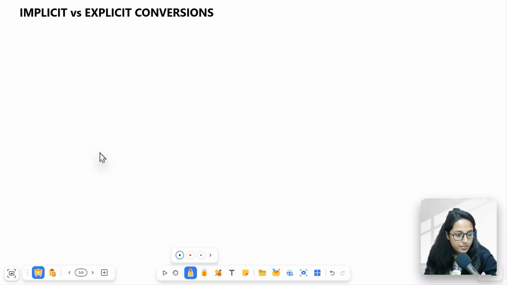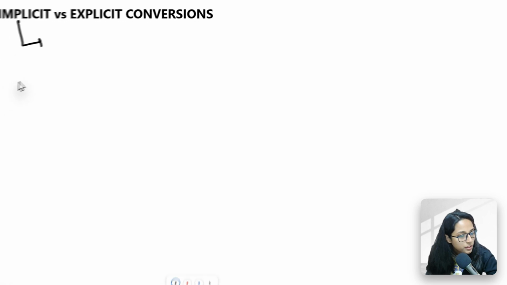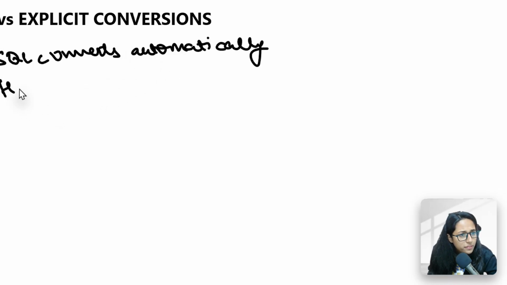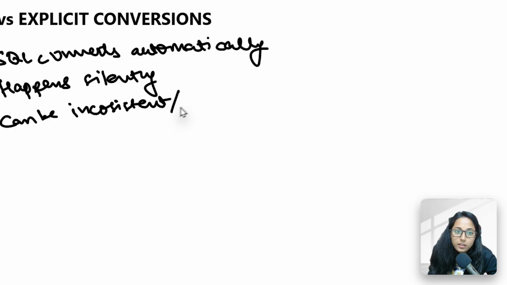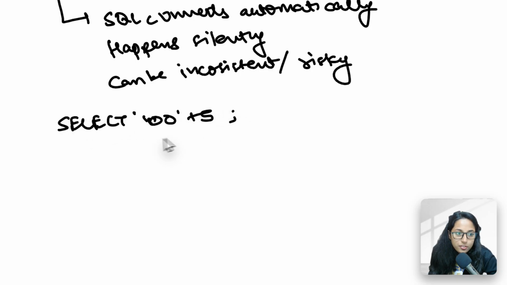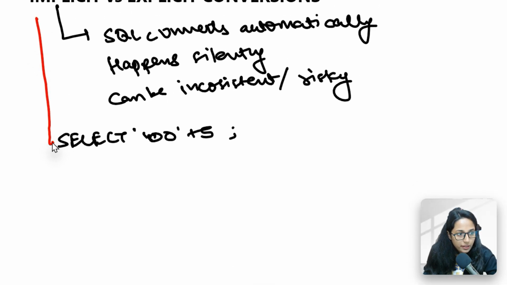Now let's try to understand implicit versus explicit conversions. So first let's talk about implicit conversions. For this conversion type, SQL converts automatically, and it happens silently, like we won't be able to know. Additionally, it can be inconsistent, or I can say risky at times. So we saw an example of select 100 plus 5, right? So we got the correct output. In such a case, implicit conversion was happening, right?